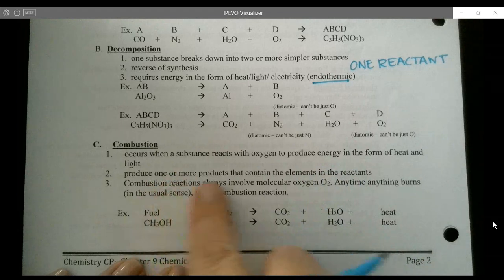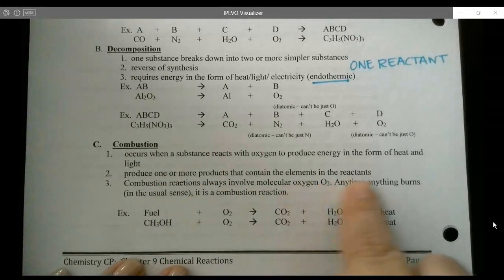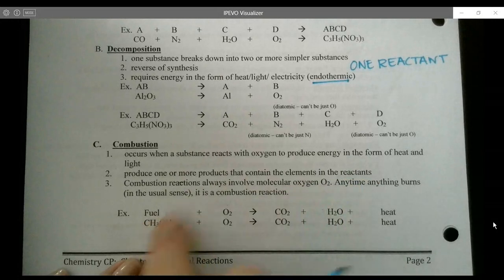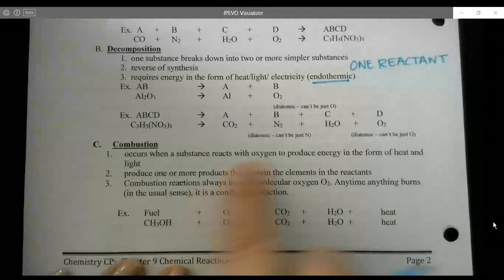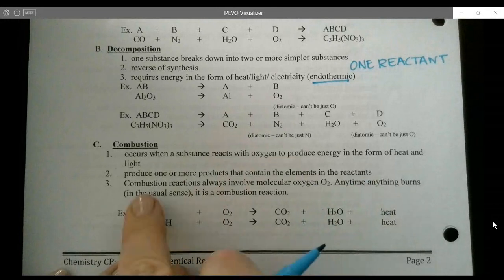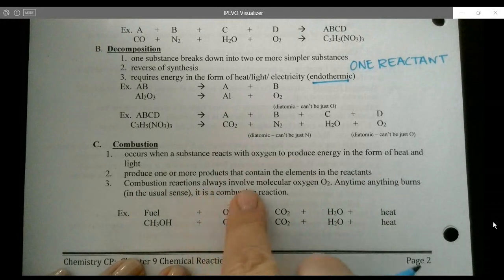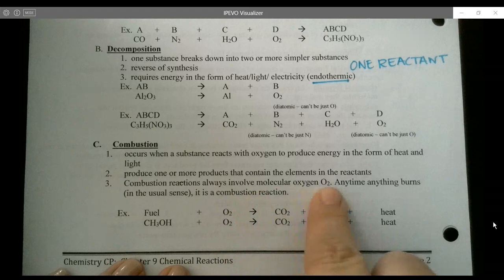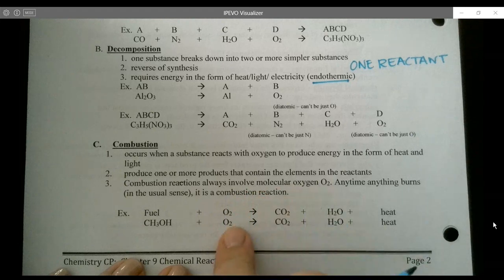We produce one or more products that contain the elements in the reactants. So in other words, we're using these reactants and we're creating products with it. And combustion reactions always involve molecular oxygen. So it's just a fancy way of saying, hey, they require O2, oxygen.